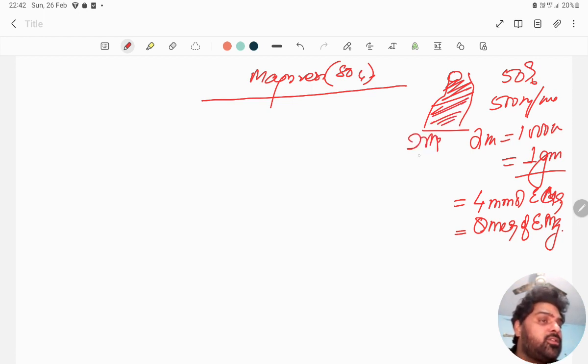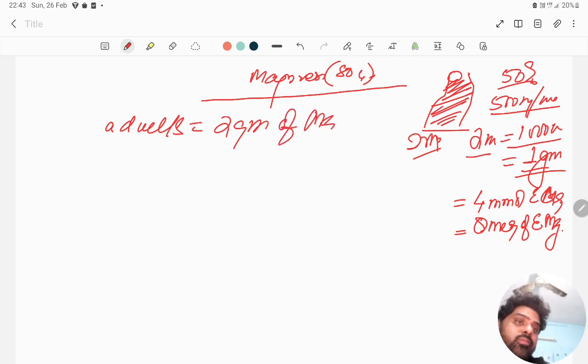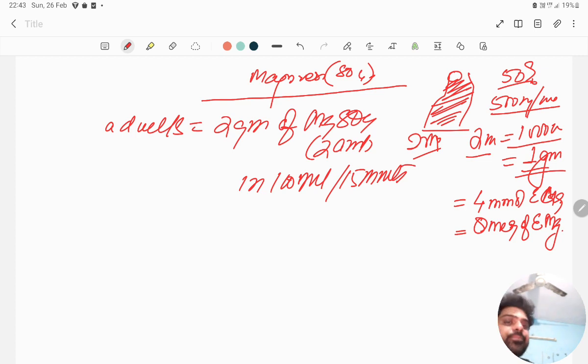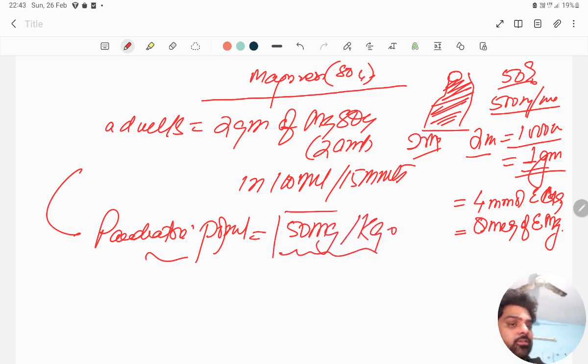It is of 2 ml, 50%, that is 500 mg per ml, that means 2 ml contains 1000 mg, that is 1 gram. So one vial contains 1 gram of magnesium sulfate, or 4 millimoles of elemental magnesium, or 8 milliequivalent of elemental magnesium. In adults, you can give 2 gram of magnesium sulfate, that is 2 ampules, in 100 ml over 15 minutes. Very important. In cases of pediatric population, the dose is 50 mg per kg. So this was regarding magnesium.